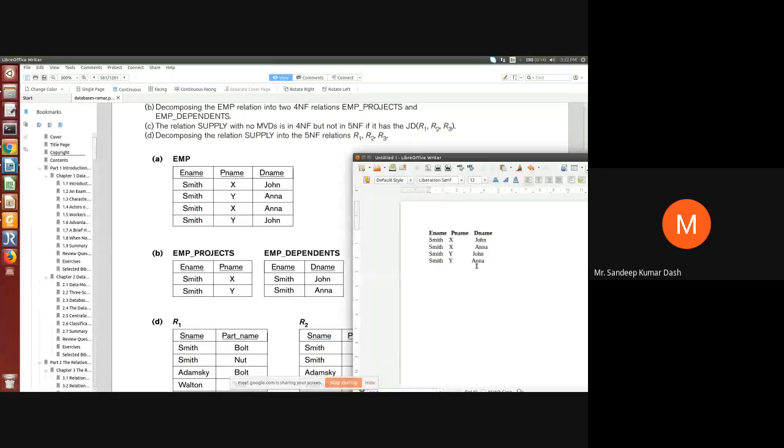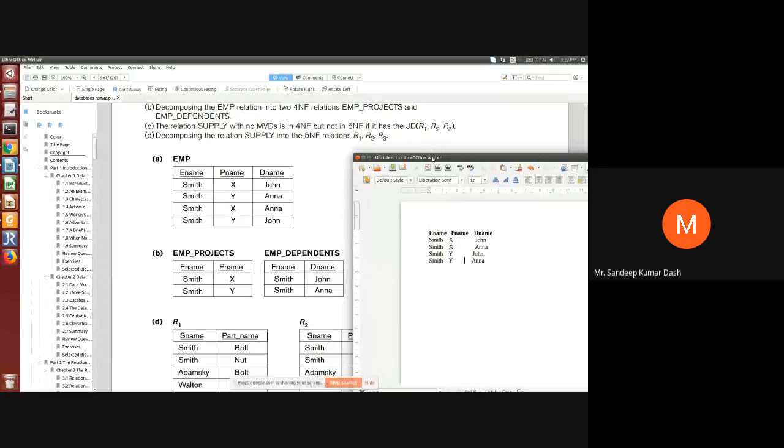Okay. Now you see here, is this your original table or not? Does your original table contain this much data or not? Smith X John is here. Smith X Anna is also here. Smith Y John is here. Smith Y Anna is here. So this is the original table. You got it back. So this kind of join did not introduce any additional row. Okay, so this is fine.